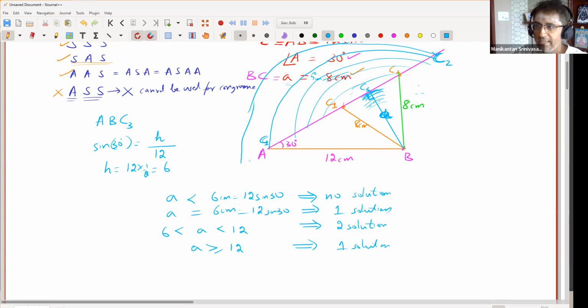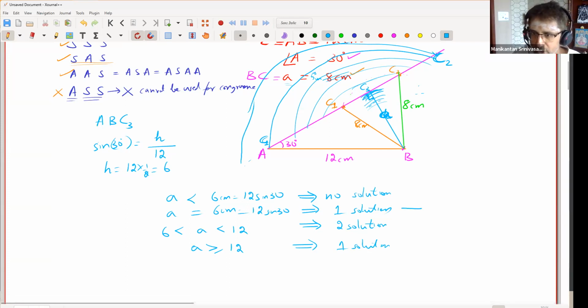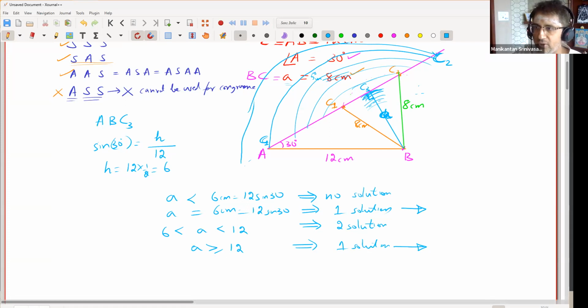So what is the summary of this? There are cases where the solution will be unique, namely in this case or in this case, but not always are you guaranteed uniqueness, right? Which is why people don't suggest using ASS for congruency. All clear so far? Sumeri, you with me completely? Okay. Now, these two triangles, so back to the original picture where you have the C1 and C2, right?